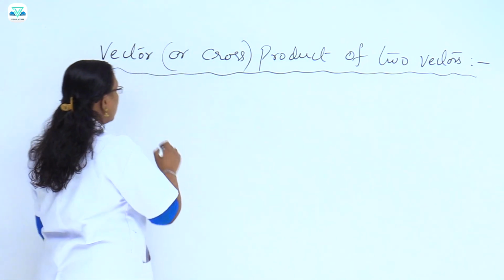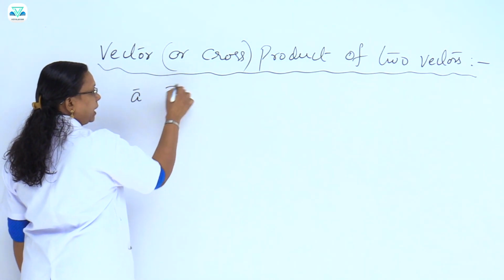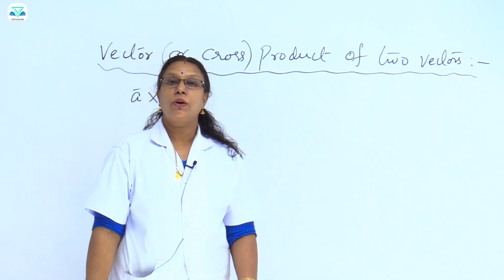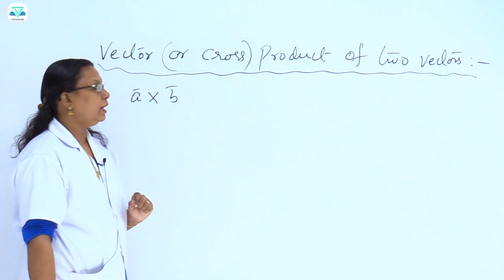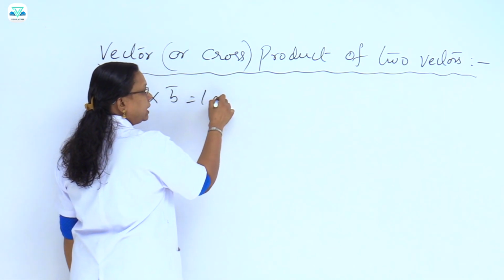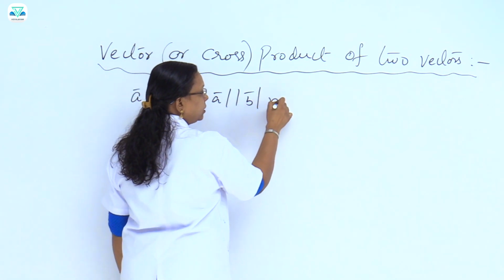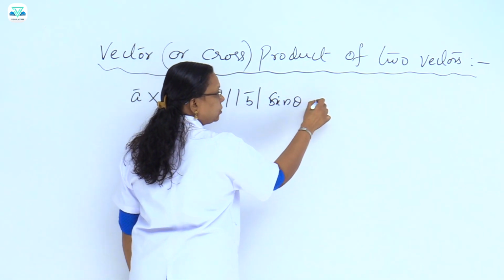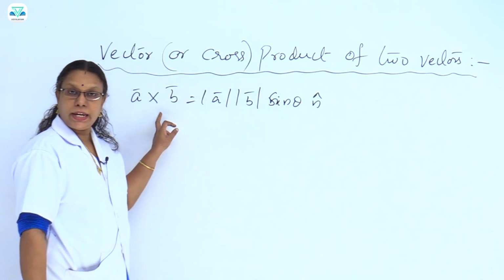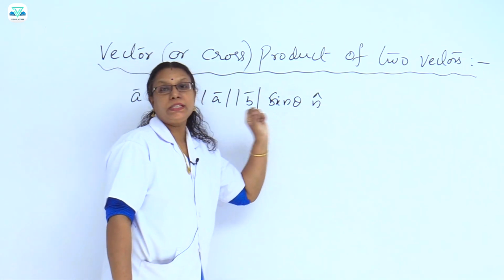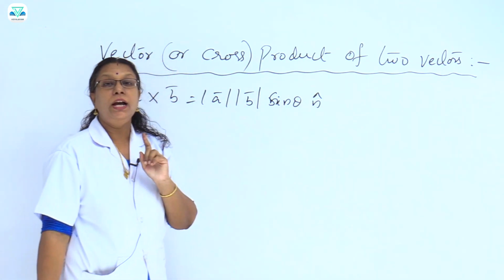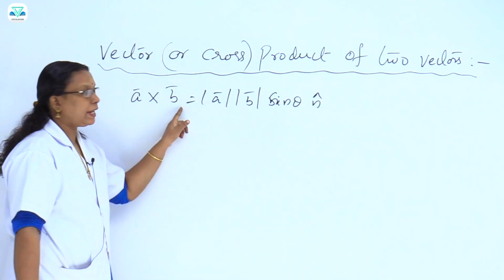Look carefully. Given vector A and vector B, the cross product, as the name itself says, A cross B or vector product of A and B, is defined as modulus A modulus B sin theta into n cap. Theta is the angle between A and B, and n cap is the unit vector. When we say n cap, you know it will be a unit vector which is perpendicular to both A and B.